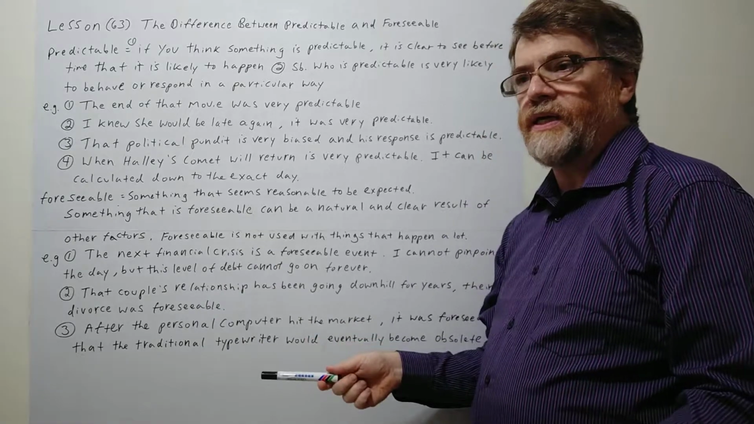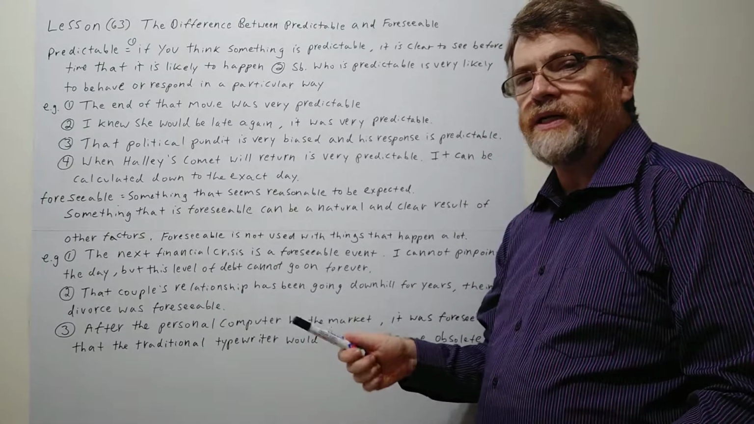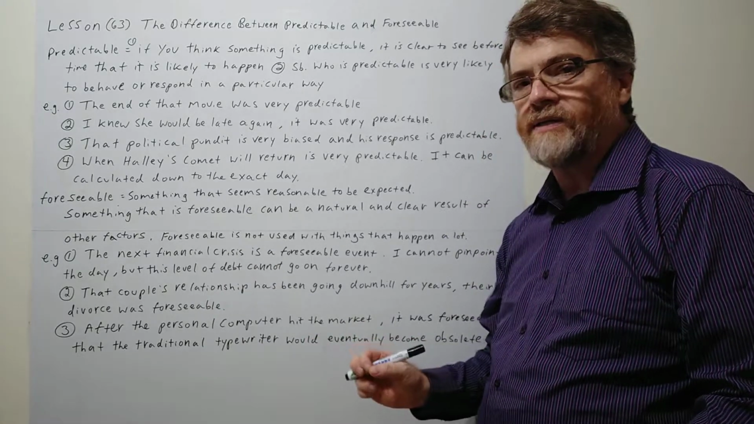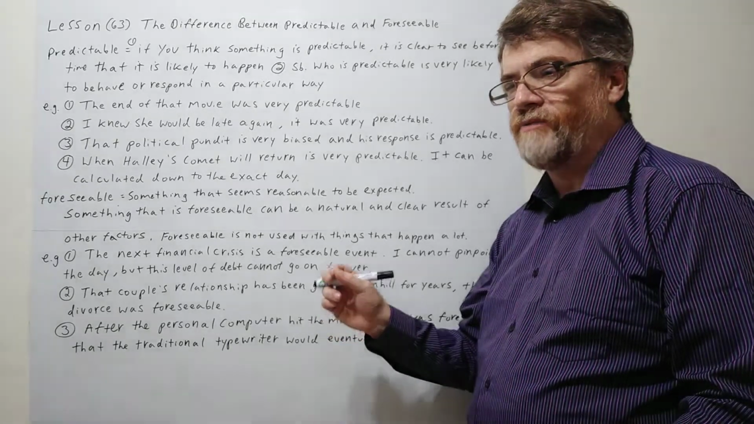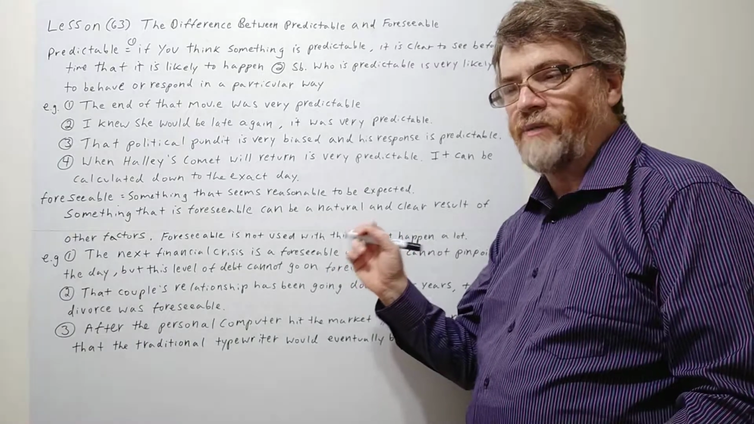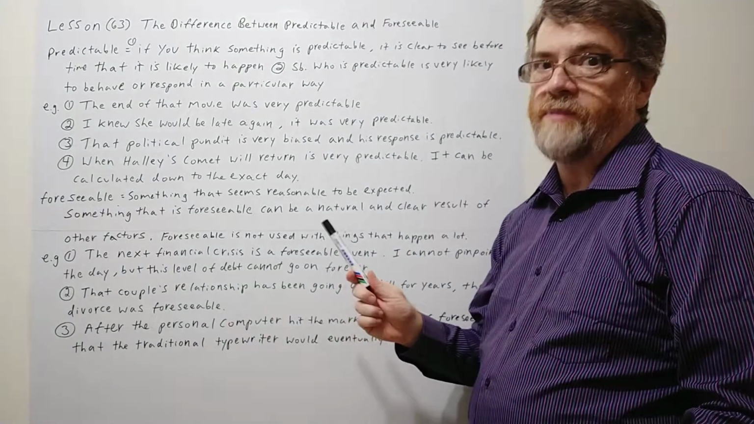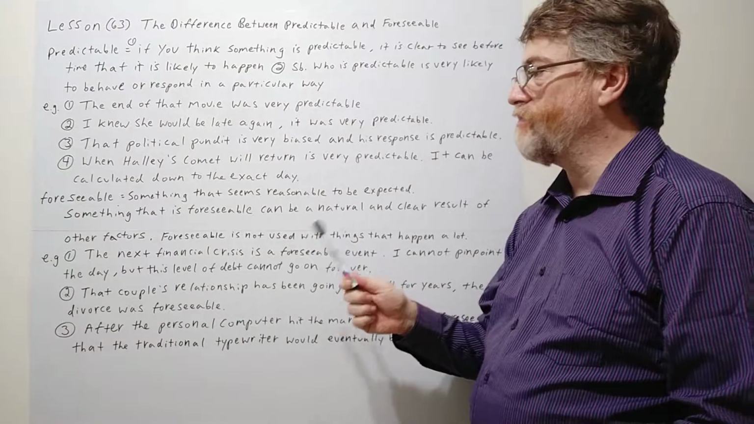Now this one is if something is predictable, it also tends to be more exact. And if something could be calculated or figured out, exactly when it's going to happen, then, again, predictable would be more common than foreseeable.